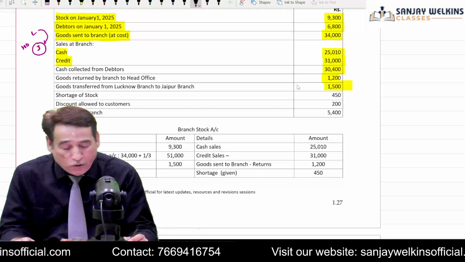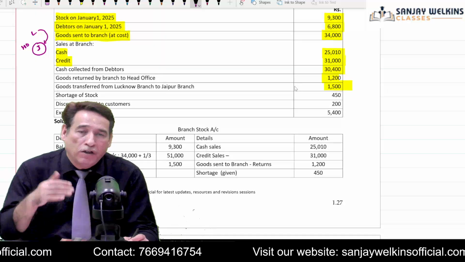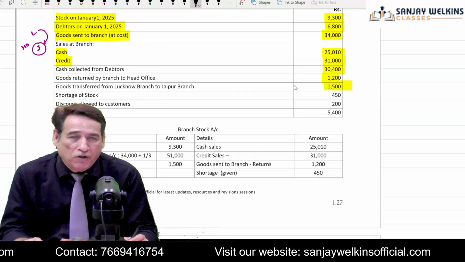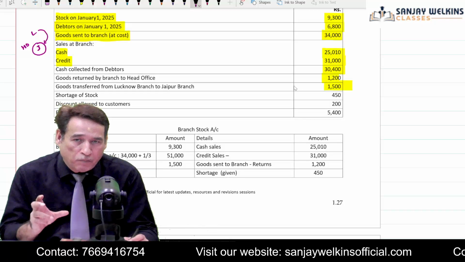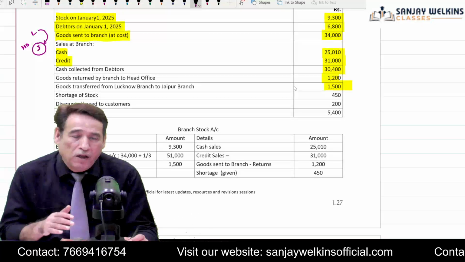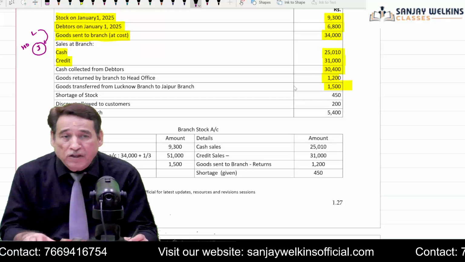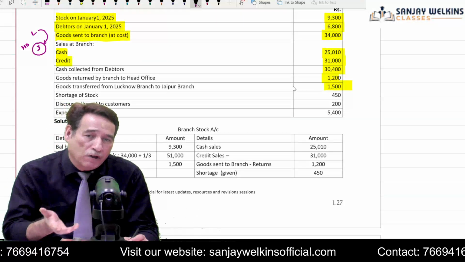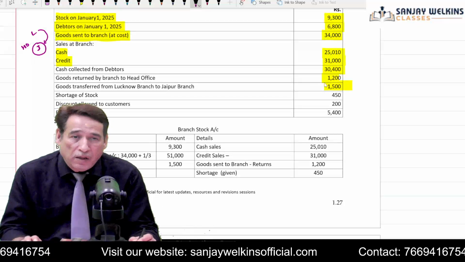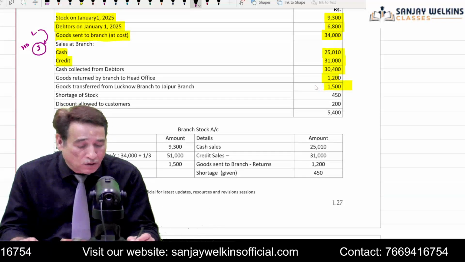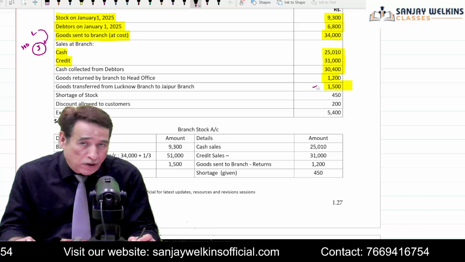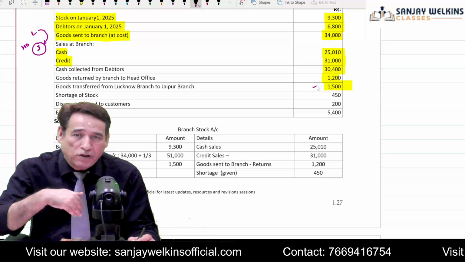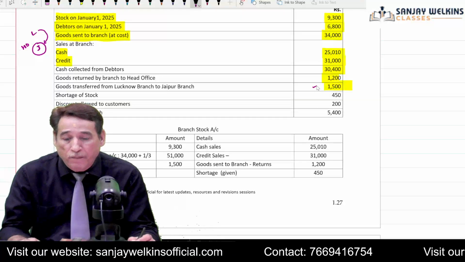So that is why goods transferred. If you remember, earlier when we discussed this topic, the stock and debtors system, I talked about the fact that goods transferred can appear on the credit side of the branch stock account, or it can appear on the debit side, depending upon whether we are receiving the goods or whether our branch is transferring the goods. This time our branch is receiving the goods, so this item will be written on the debit side of the branch stock account, correct? Because goods have been transferred by the other branch to us, so we are the receiving entity.